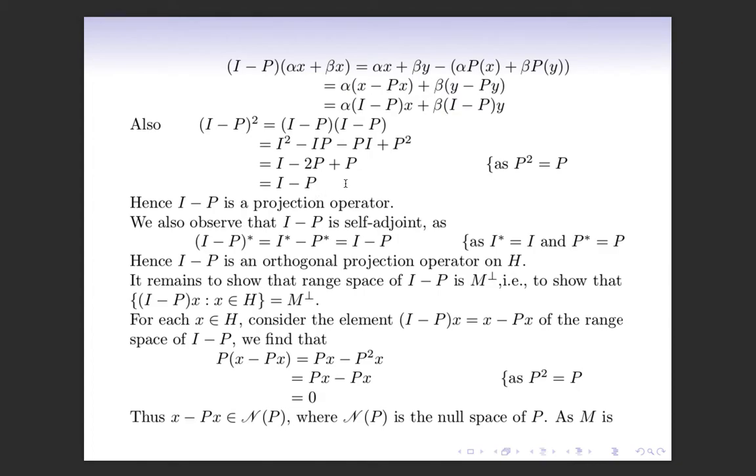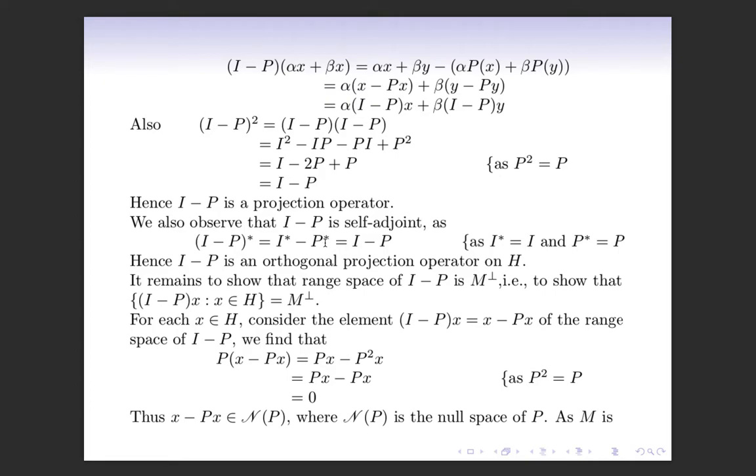Since we want to show that I minus P is an orthogonal projection operator, we have to show that I minus P is also self-adjoint, because we know that a projection operator is an orthogonal projection operator if and only if it is self-adjoint. We observe that I minus P is self-adjoint, as (I minus P) star is equal to I star minus P star. Since the identity operator is self-adjoint and P is an orthogonal projection operator, this is also self-adjoint.